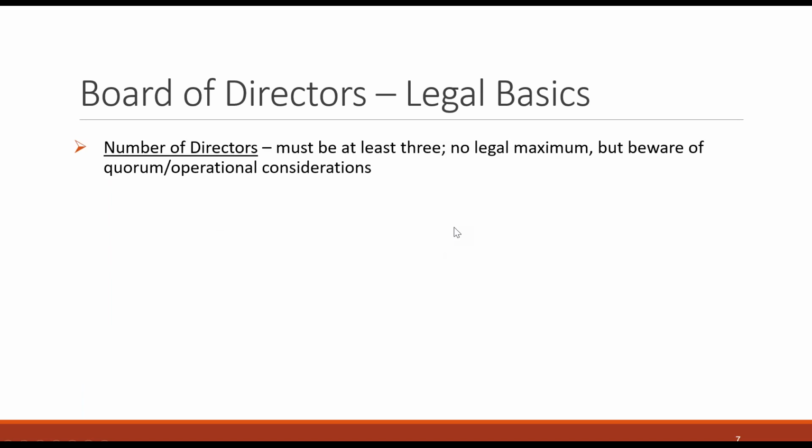Okay, a few more basics about the board. Let's talk about the number of directors on your board. Legally in DC and in most other jurisdictions, you have to have at least 3 directors. There's no legal maximum to the number of directors. So that's probably going to be governed by what's in your bylaws. But as you're thinking through what your ideal board size is, think about operational considerations like, can we meet our quorums to have meetings and to make decisions?